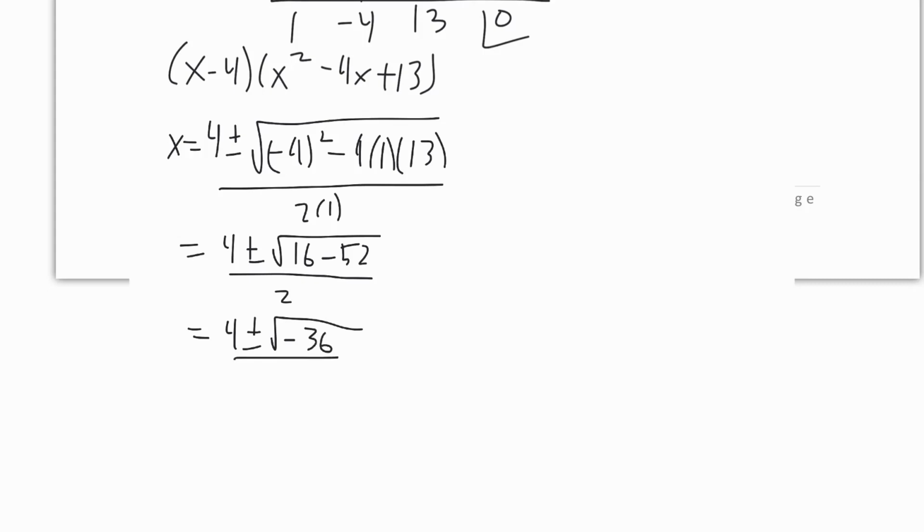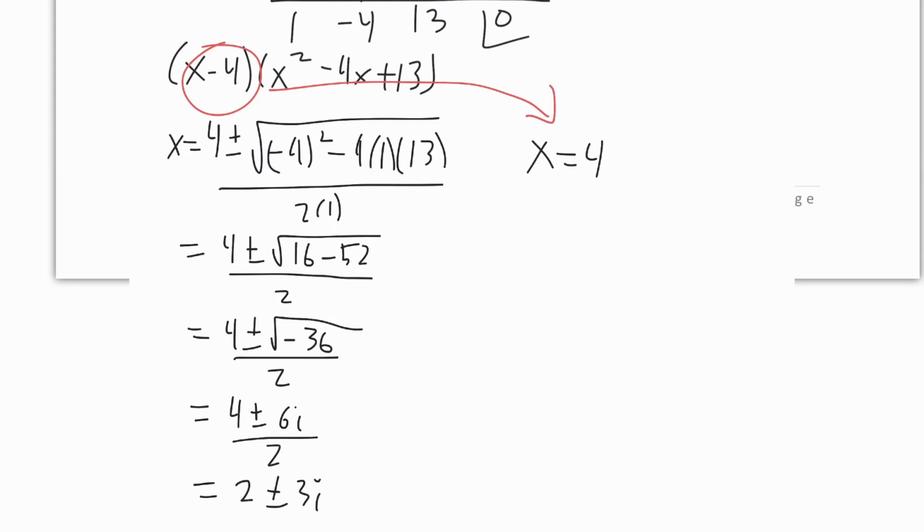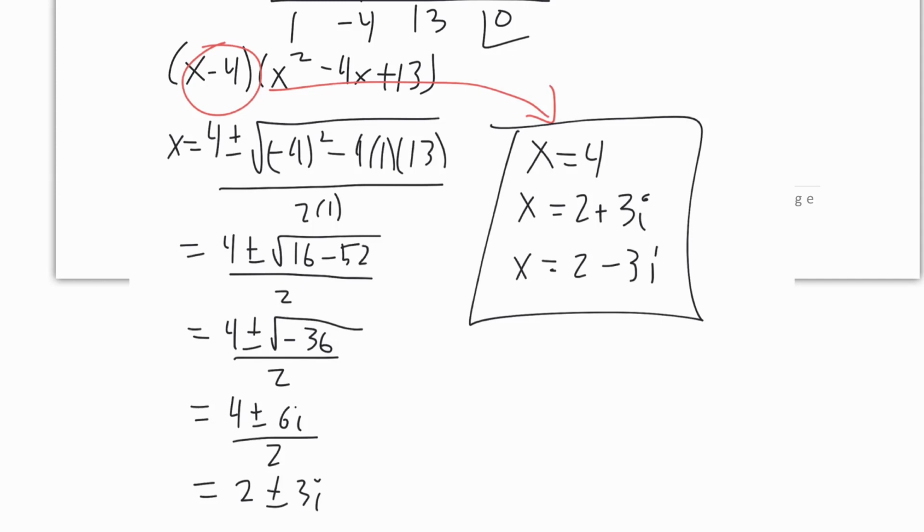So 4 plus or minus the square root of negative 36 over 2. And that's nice because 36 is a perfect square, so this will give us 4 plus or minus 6i over 2. And both of these can be divided by 2, so we're going to get 2 plus or minus 3i. So there we go. This gives us x equal to 4, that, of course, is coming from right here. And then x equal to 2 plus 3i, and x equal to 2 minus 3i. These are our three solutions.